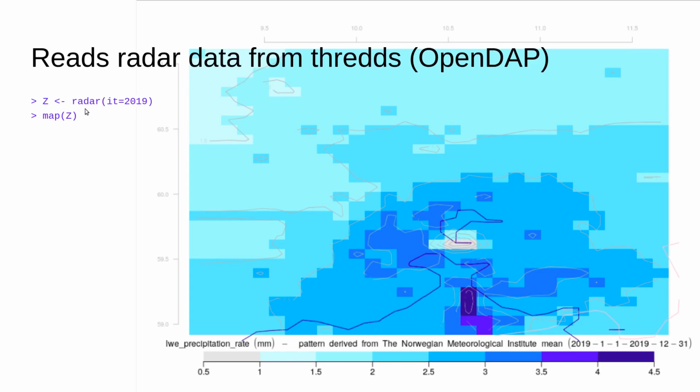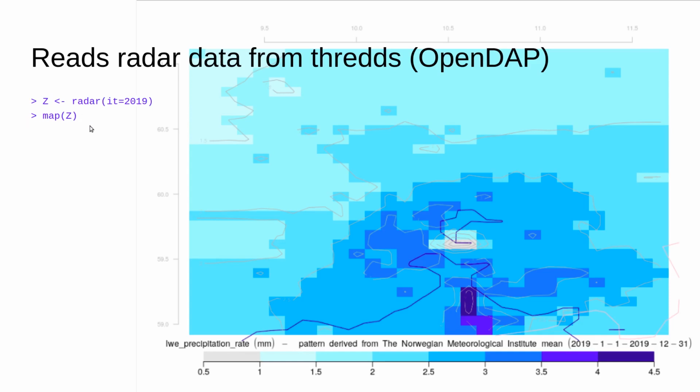So the idea here is that you just say, okay, I want a radar. I don't need to know exactly where it's stored. So here it reads for 2019. The IT is index time, and you also have IS, which is index space, and IP is index pattern, and so on. So it's fairly logical, the way you subset or choose these things.